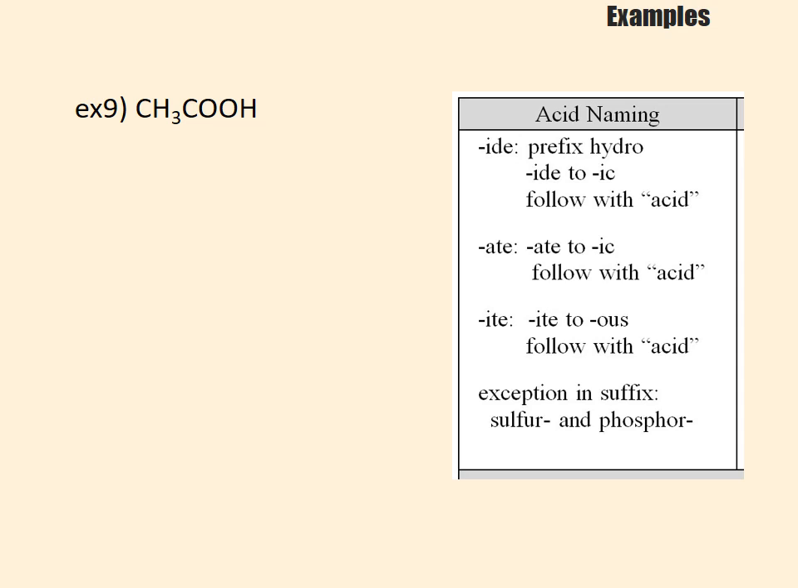Example 9, CH3COOH. Right off the top, you may have noticed that this looks different than the other acids. And that's because we were told all acids have H plus at the front of the formula. But we clearly don't have any hydrogen at the front of this formula. Now, why is that? The H is actually on the back. But why is the H placed on the back of the anion instead of the front like all the other acids? And that's because this is an exception.